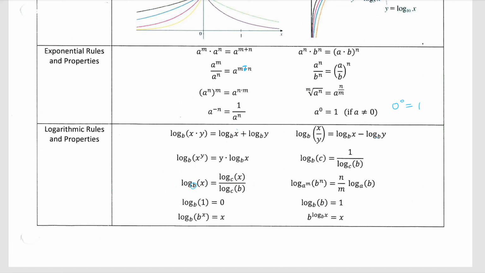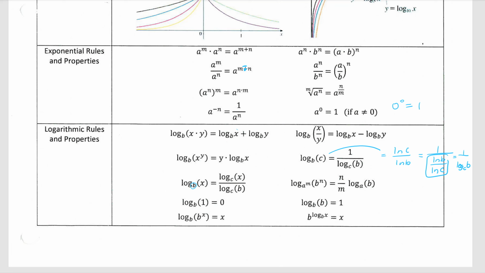With the change of base formula, we can prove this. Let's say we use the base e. Well, then this is ln c over ln b. Well, this is 1 over ln b over ln c, but ln b over ln c is actually log_c b. Okay, see, we have proved this.